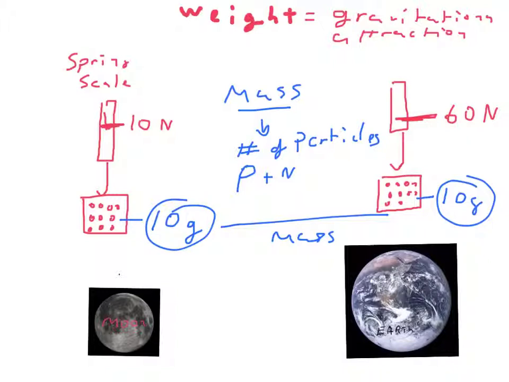So let's recap here just a little bit. Mass is the amount of stuff in an object, and the mass does not change for this box no matter where in the universe I am. Okay? However, the weight or the gravitational attraction of the box to each planet changed.